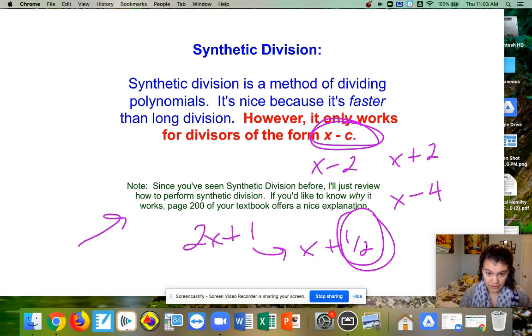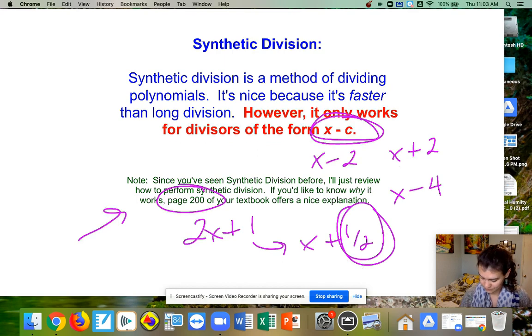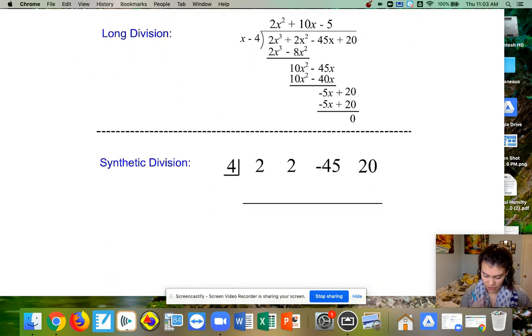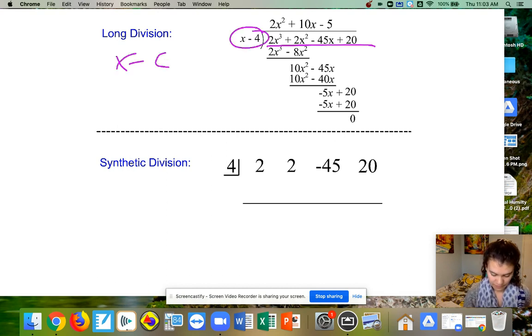You've seen this before, so here is a note if you want an explanation of why it works. Look at page 200 of your textbook. We're just refreshing how to do it. So here is a long division problem. We had this 2x cubed plus 2x squared minus 45x plus 20. We want to divide by x minus 4. You can see the whole process there. But this is an x minus c form, so we can do synthetic division.